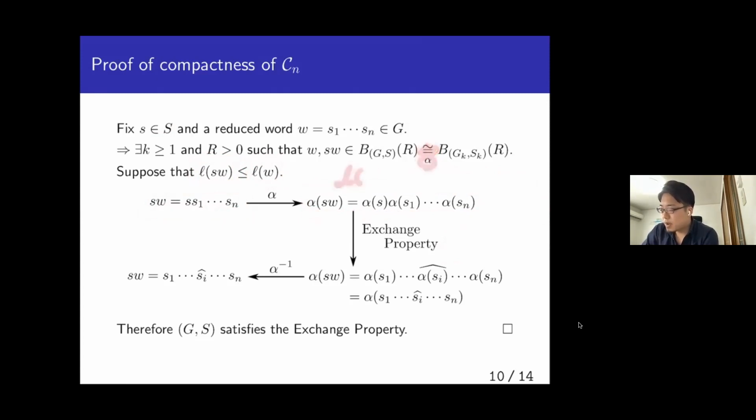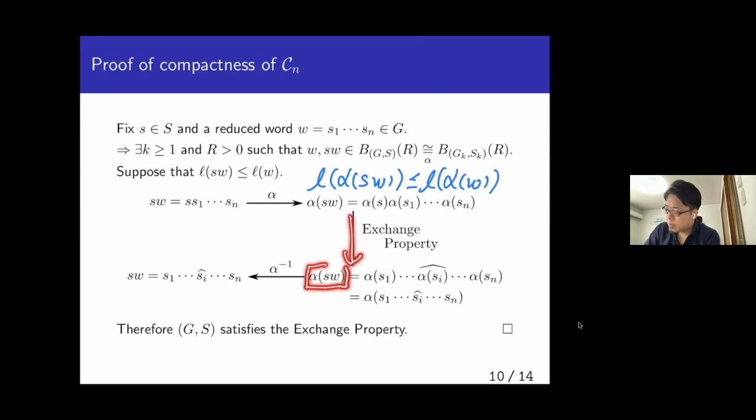So the length of alpha of SW is less than or equal to the length of alpha of W. Since that, we can use the exchange property in GK. We get that alpha of SW can be expressed as follows.